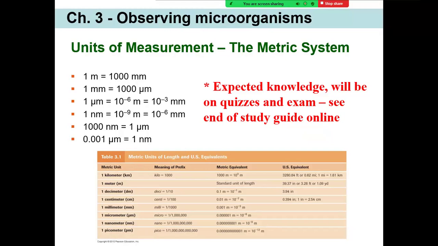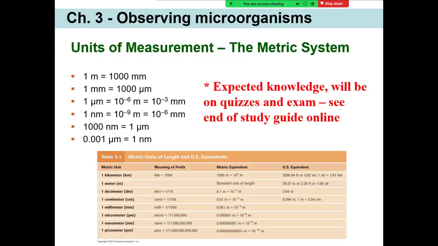You don't need to know a decimeter. You do need to know a centimeter. That's 1/100th of a meter. And if you have a ruler that has metrics, the centimeter is on it. The millimeter, you need to know that that's 1/1000th of a meter, and that's the smallest unit on a ruler.